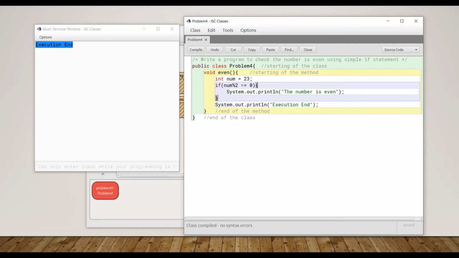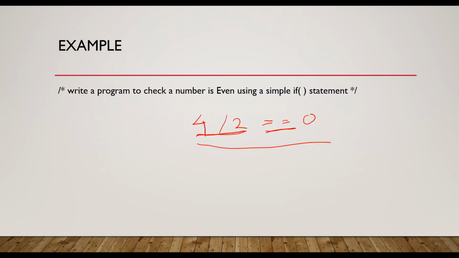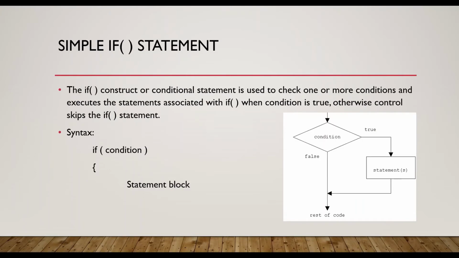Here the condition is false, so we have the message that execution end. If you see my block diagram, here the statement flows to the condition, the condition is false, then the rest of the code is executed. So whatever the statements in the if block are, they are skipped.